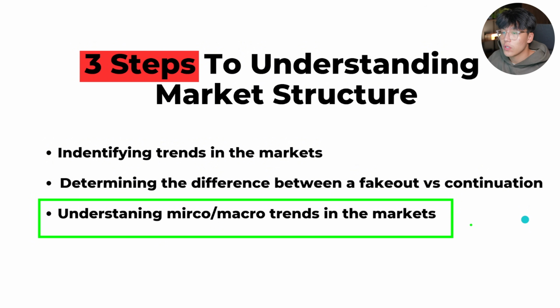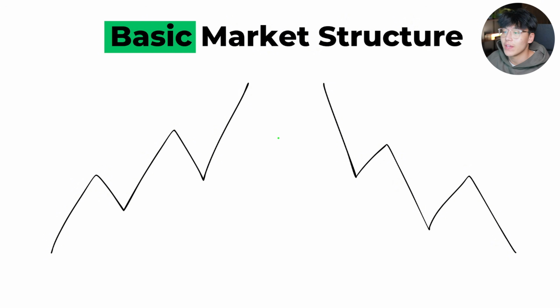So now let's go on to identifying trends in the markets. As you can see right here, what we have is basic market structure. In this case, on the left-hand side, what we're creating is higher highs, higher lows, higher highs, higher lows, and we're continuing towards the upside. So this is what's called an uptrend. And whenever we break above this key level, this is what's called a break of structure.